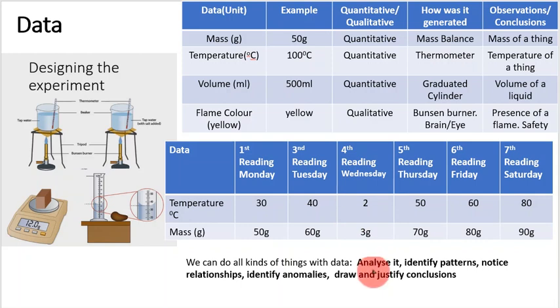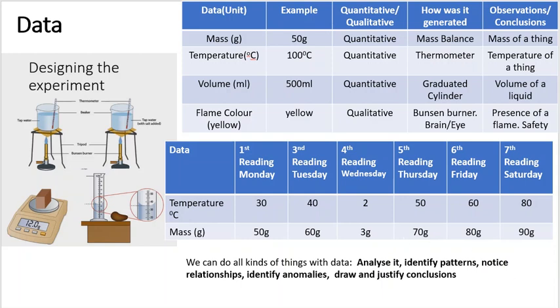Now, when we talk about coming up with conclusions or justifying conclusions, what we can say is that as we move through the week from Monday, the temperature increases. That's a conclusion. As we move from Monday to Saturday, the mass increases. So that's a kind of conclusion that we can come up with from the data points that we look at. So that's what we mean when we're talking about analyzing data, identifying patterns, noticing relationships, identifying anomalies, and drawing and justifying conclusions in relation to data. That's what we're talking about.